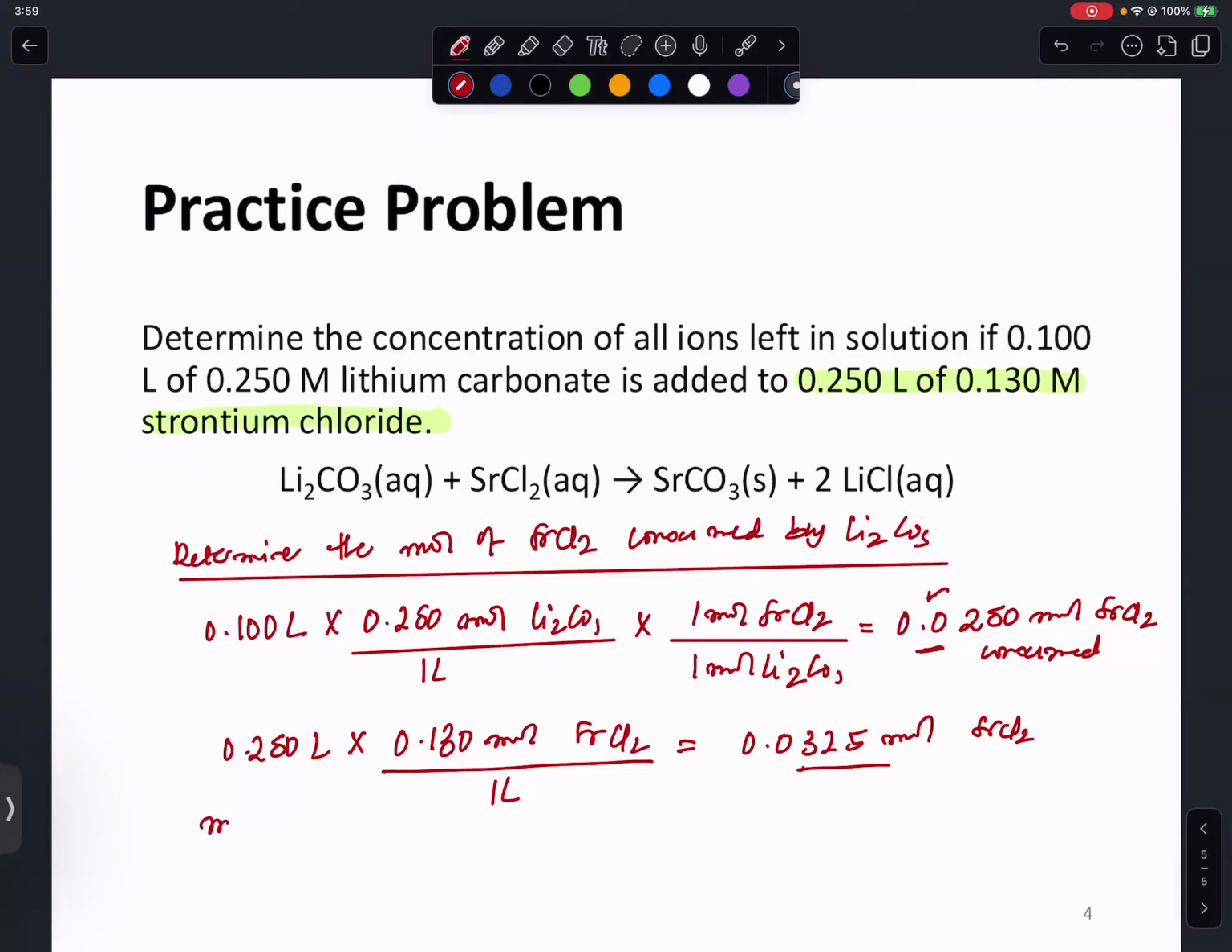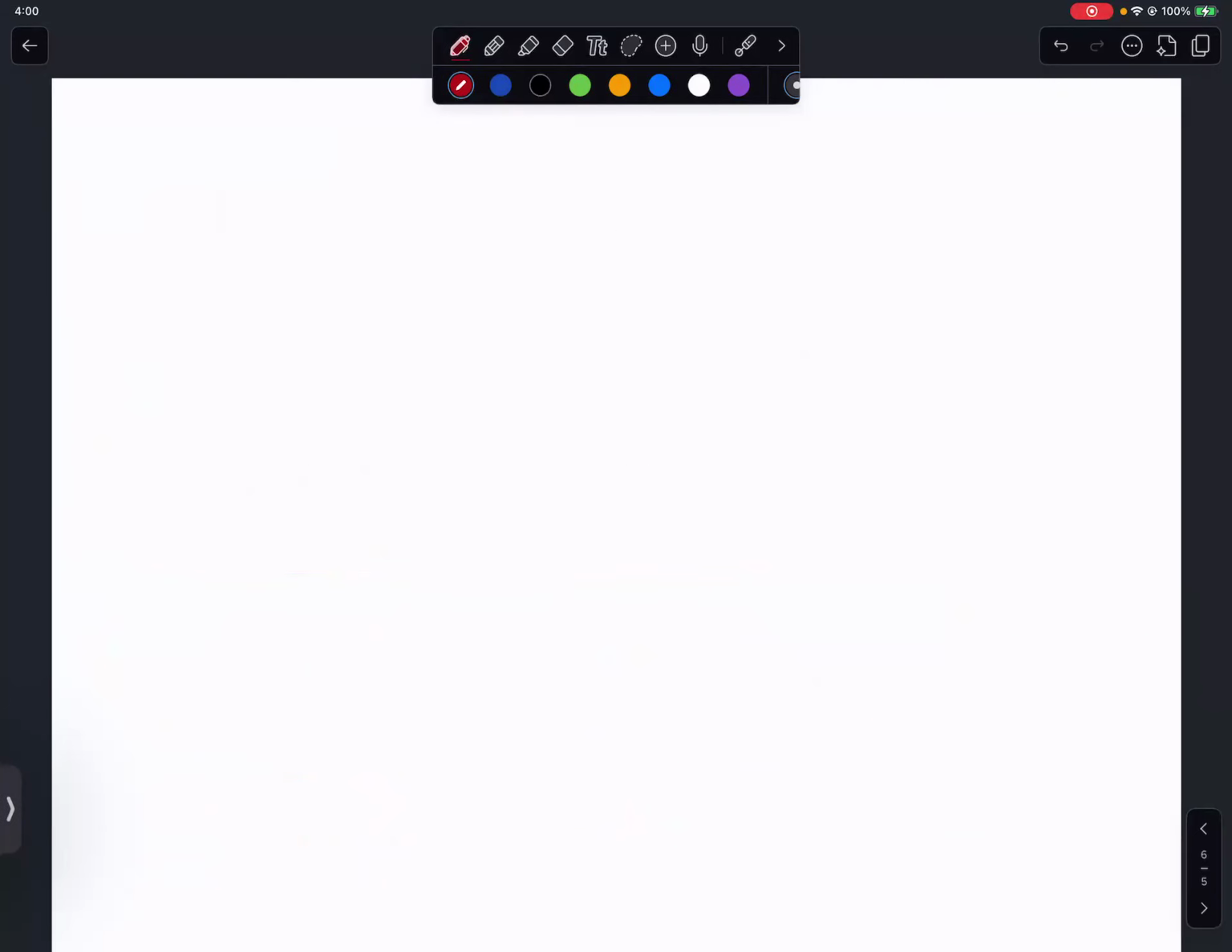Now I'm going to take this number and subtract the other number from it. So moles of strontium chloride left over will be the 0.0325 moles minus the 0.0250 moles. And this should give me 0.0075 moles. Now it wants us to calculate the molarity. I'll continue on this slide. So we have here the molarity of strontium ions left over.